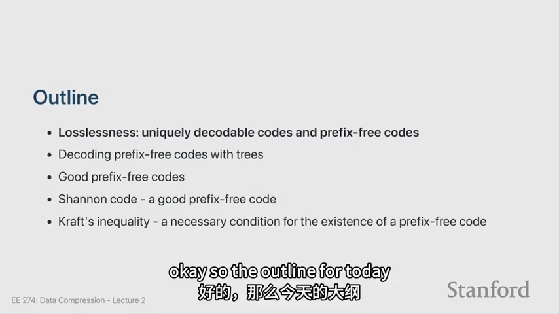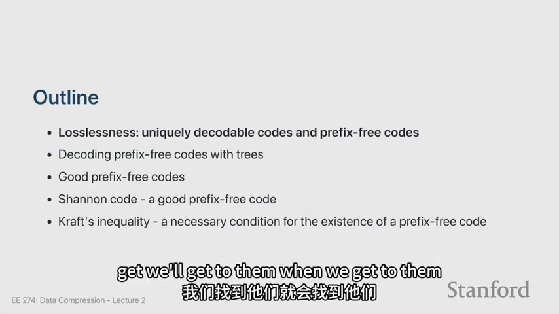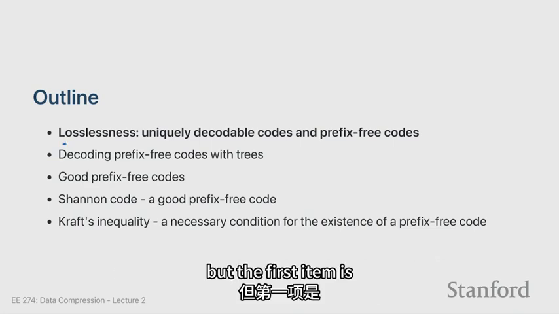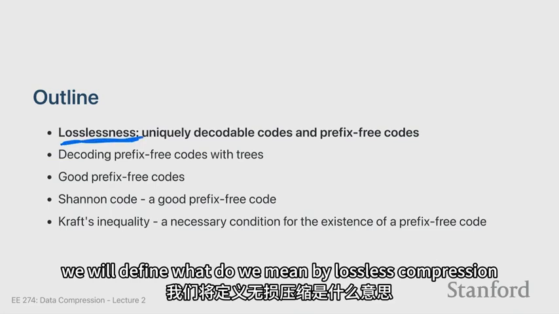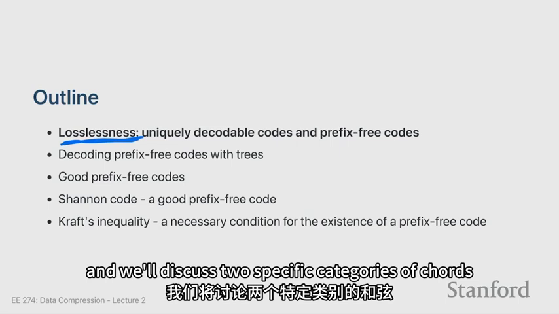Okay, so the outline for today, no sense going through the list, we'll get to them when we get to them. But the first item is we will define what we mean by lossless compression in this context. And we'll discuss two specific categories of codes.